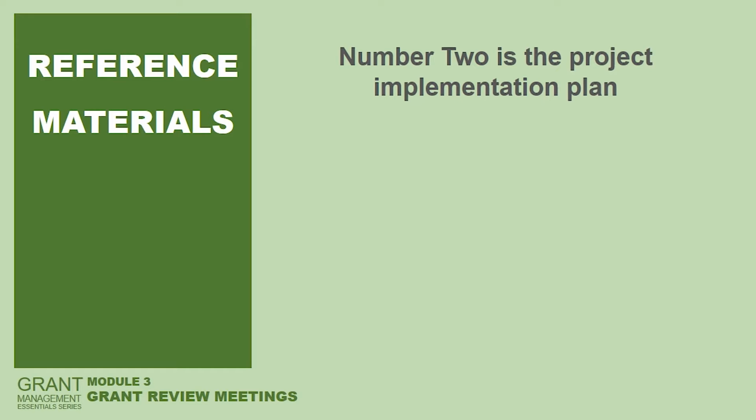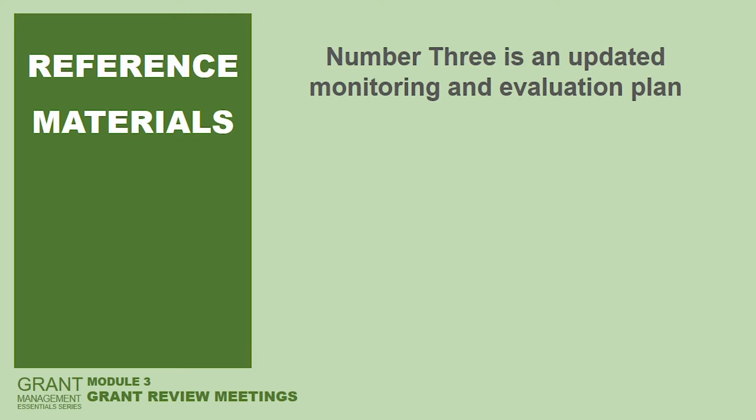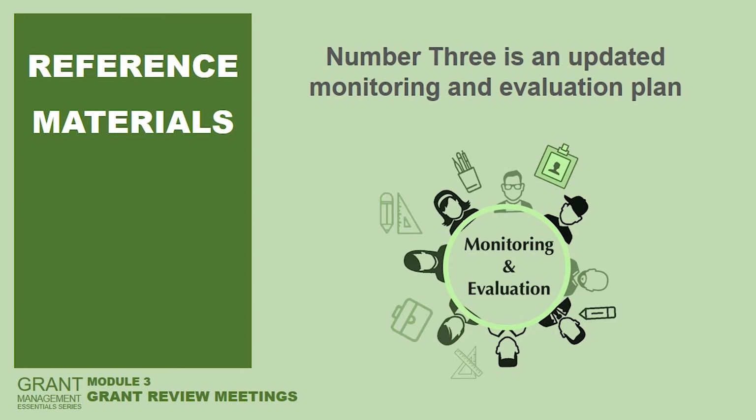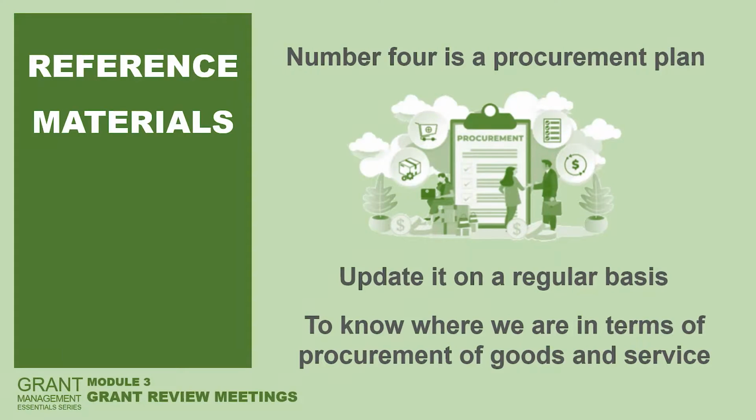Number 2 is an updated work plan or a project implementation plan that shows what has been implemented, what is pending, what is lagging behind. Number 3 is an updated monitoring and evaluation plan, which speaks to the log frame in terms of target achievements and also monitoring visits. Number 4 is a procurement plan. If we have a procurement-heavy project, we need to maintain a procurement plan and update it on a regular basis so that we know where we are in terms of procurement of goods and services reaching their respective destinations.